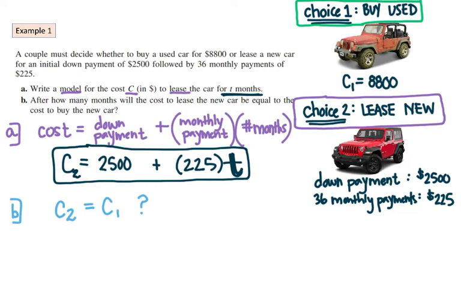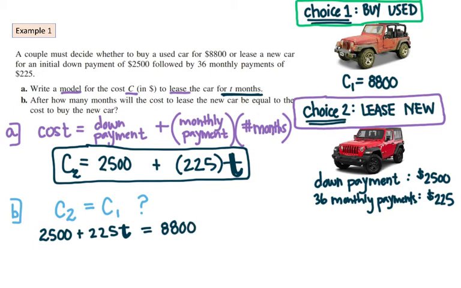Well, we found the equation in part A, which represents the cost to lease the car. So let's rewrite that. It's $2,500 plus 225 times the number of months T. That's the cost to lease a new car. And they're saying, when will that cost have been exactly the same as the cost to buy the used car? So buying the used car we know was $8,800. So at what point, after how many months, is the cost exactly the same?